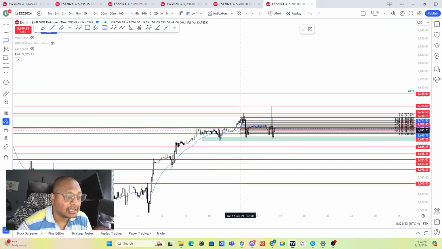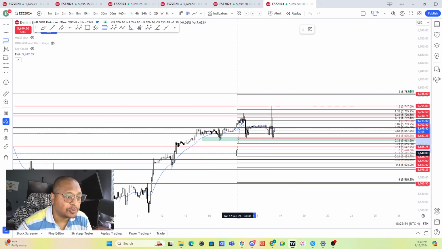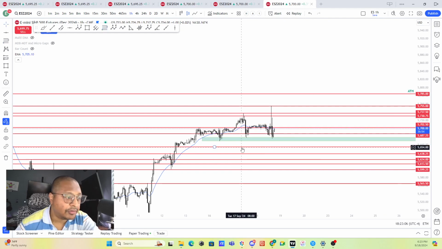And if it does, then we will get a measured move of at least to the 5640 area. However, there will be a support here at 5655, which is also a very good support. Otherwise, if it does not hold, then we'll come down to this 5640 area, followed by the 5624 area, 5613, and then to the subsequent levels to the downside.